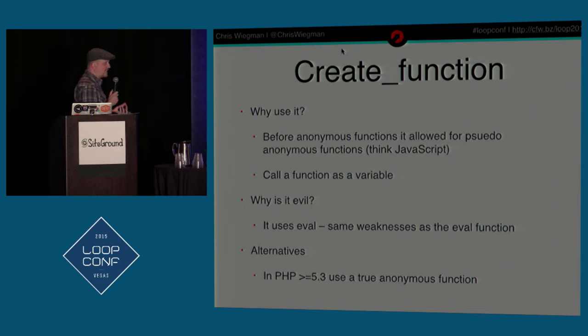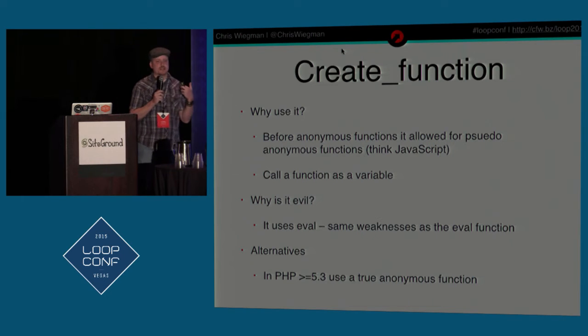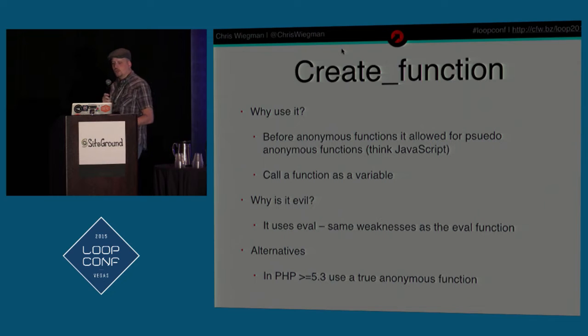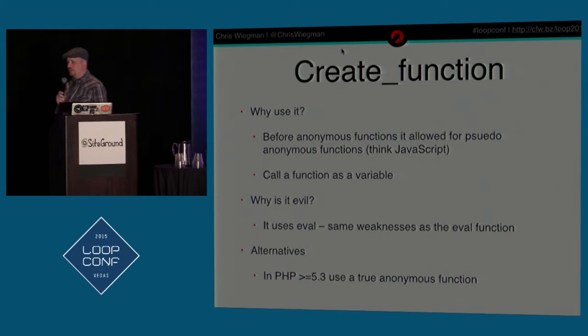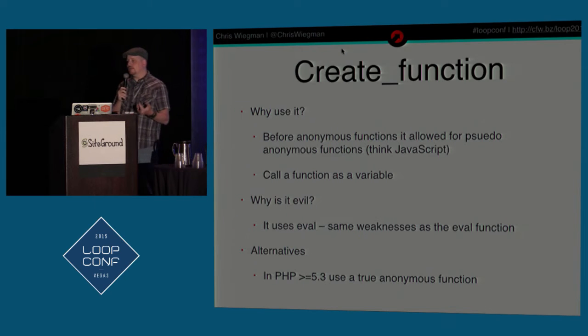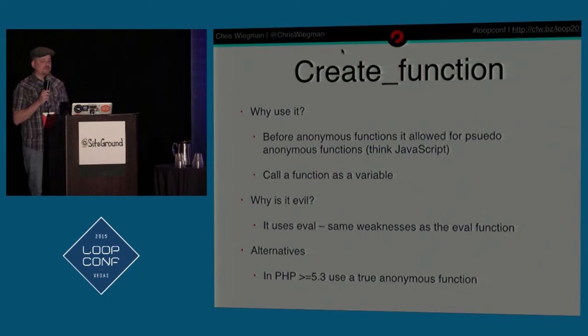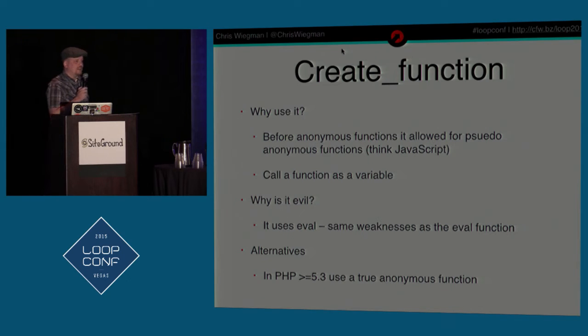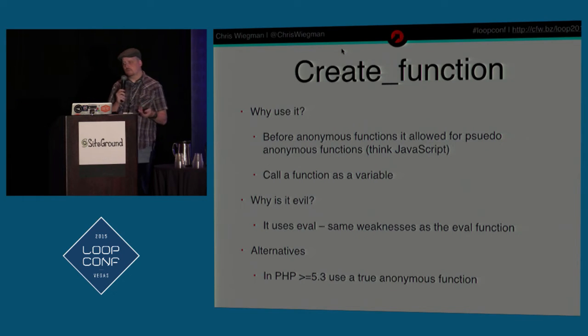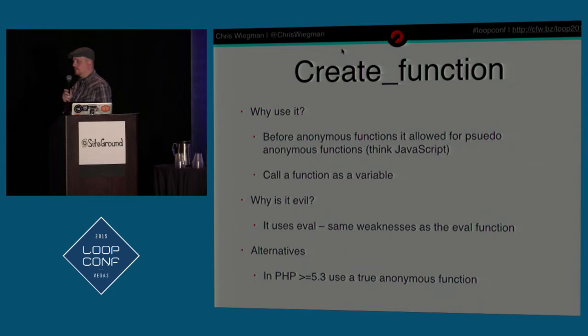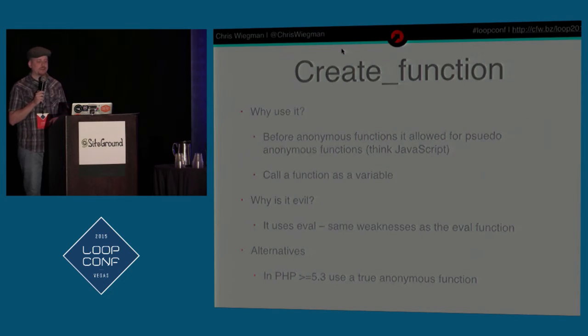So before anonymous functions like what JavaScript uses, this was a good way of achieving the same result. Call a function as a variable, but it also uses eval. So again, it's another very valid piece of technology that we all know. I think most people in this room have probably heard the idea that eval is evil. Well, here's another way you can actually access eval without ever typing eval, just using the create_function that you still see. And in PHP 5.3 or greater, you can actually use a true anonymous function, very similar, with different syntax, to what you would use in something like JavaScript and some of the other things. So there's new ways to get around that very easily.